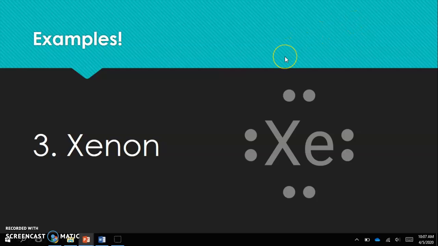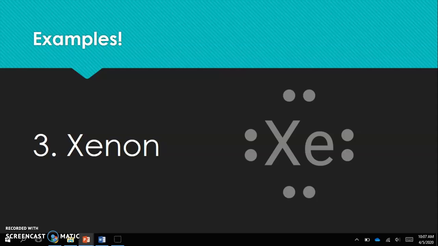So again, if we were going to fill in, even though we know he's a noble gas, we would start at the top. We would say 1, 2, 3, 4, and then we'd go back and do 5, 6, 7, 8. And again, xenon is a noble gas, so his outermost shell is full.